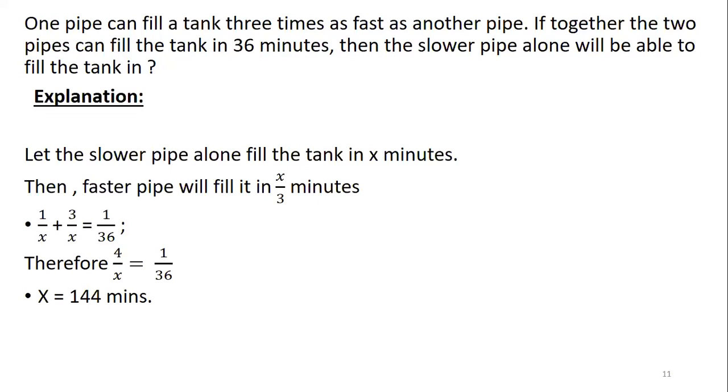So now the 1 minute job done by the slower pipe is 1 by X, and the 1 minute job done by the faster pipe is 3 by X. Taking the reciprocal, 1 by X by 3 gives you 3 by X. Now both of them are filling the tank in 36 minutes. So the 1 minute job is 1 by 36. Solving it, you get 4 by X is equal to 1 by 36. Now cross multiply, X is equal to 144 minutes. So the slower pipe will take 144 minutes to fill the tank.